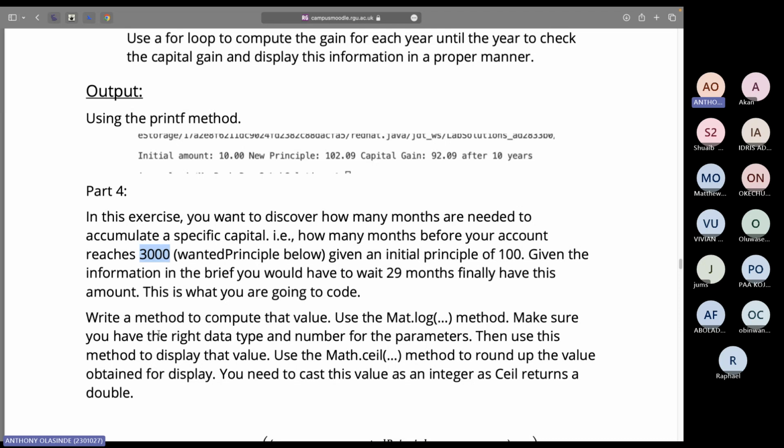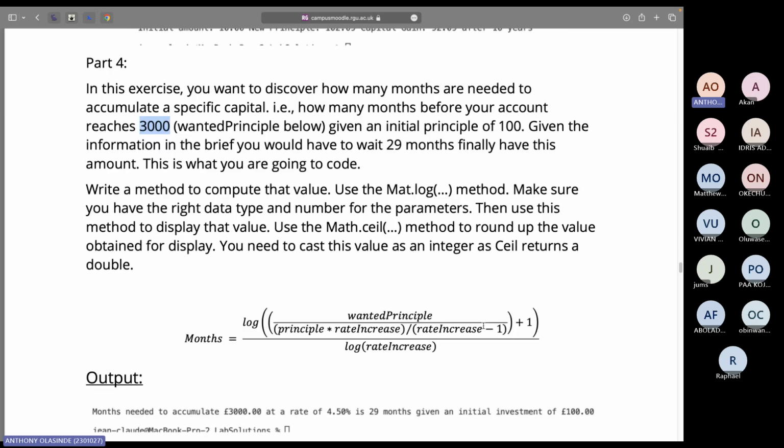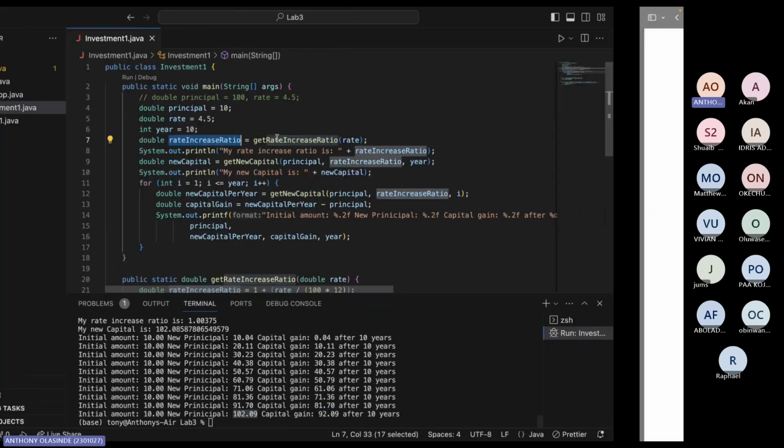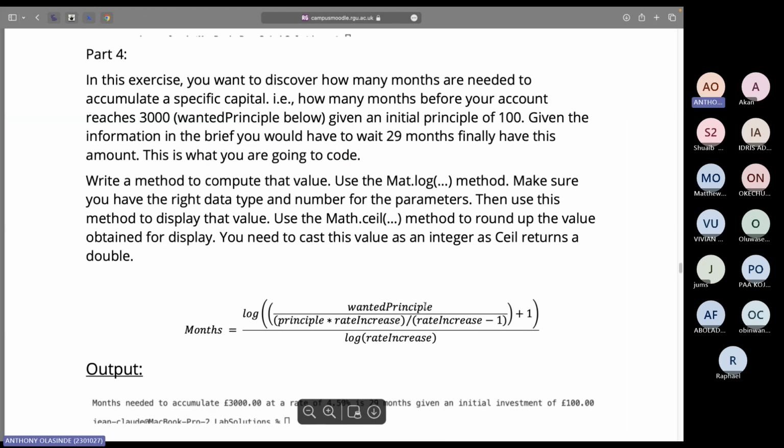This is what you are going to code. Write a method to compute this value. Use Math.log. Okay, this is the formula to do that. This is what we're trying to do right now. So we want to calculate the number of months. We have been given the wanted principal. We've been given principal. We have been given rate increase, and so the only thing here is principal, wanted principal, then rate increase. I'm guessing this rate increase would be this rate increase ratio.